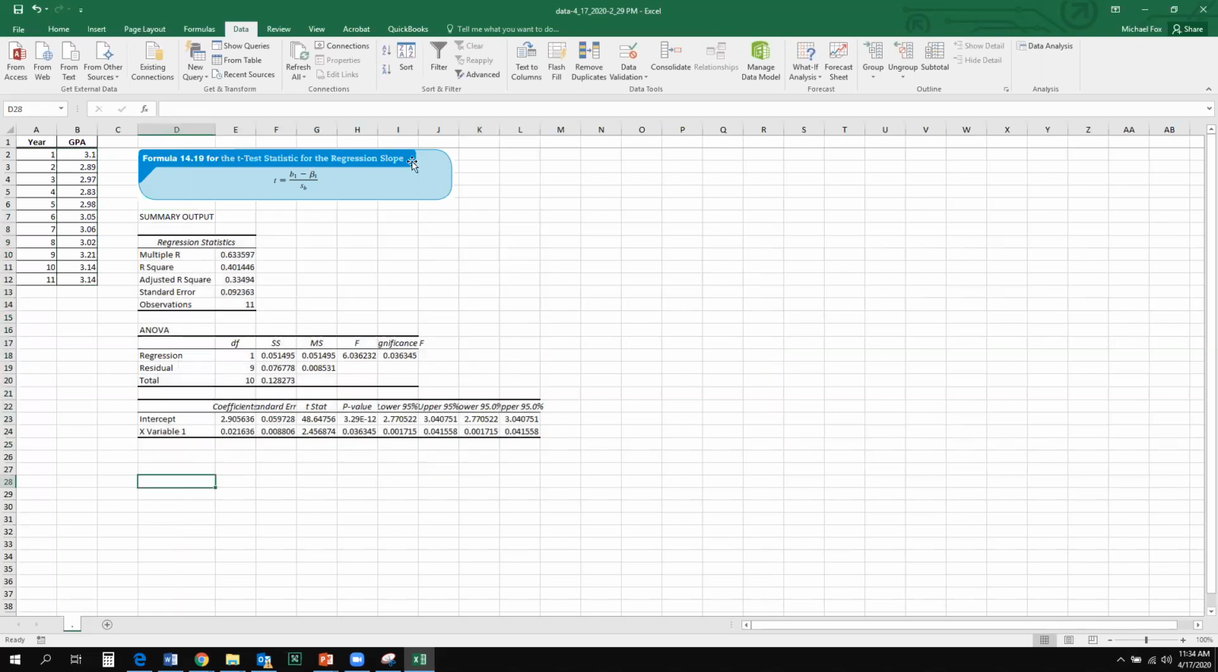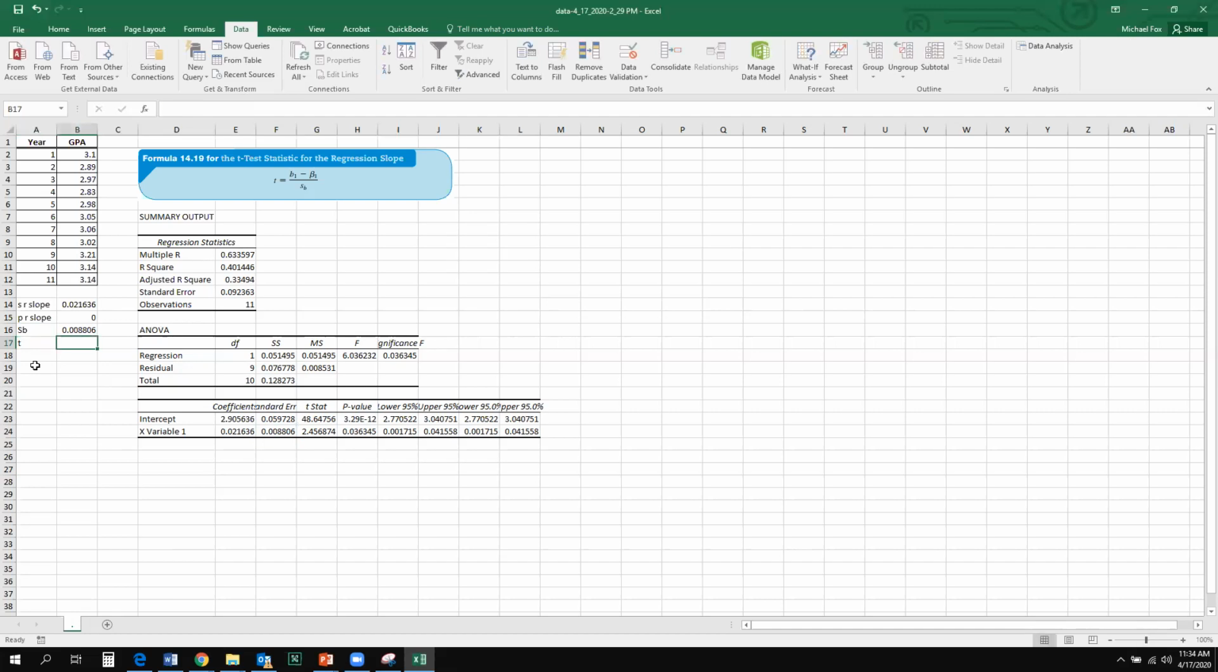All right, so the info we need, of course, is the slope of the sample. I'm going to call that S for sample regression slope, which is given to us right here under the X variable. We also need our population regression slope, which is, again, the slope of our null hypothesis, which is 0. And then we're going to need our standard error of the slope, which we can find here under standard error as relates to the slope. So I'm just going to call this S sub B. And there we go. That's the info we need to calculate our t-test statistic for the regression slope.